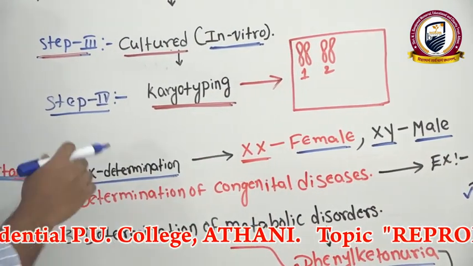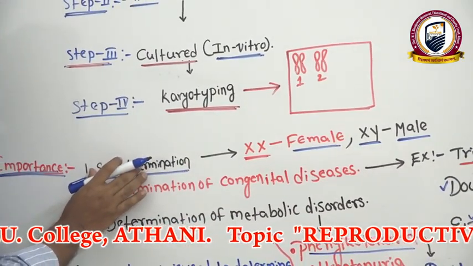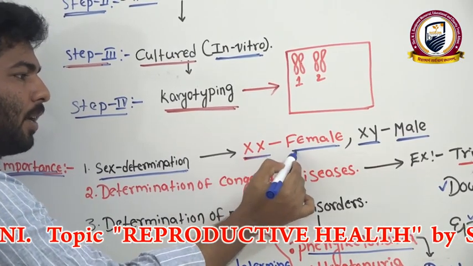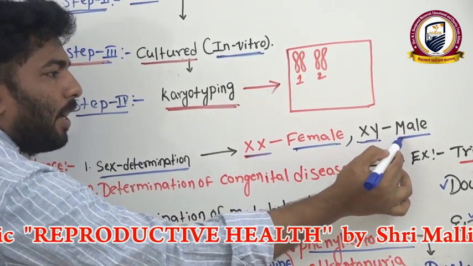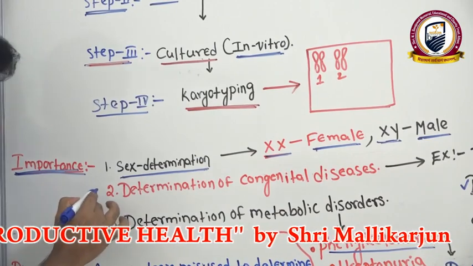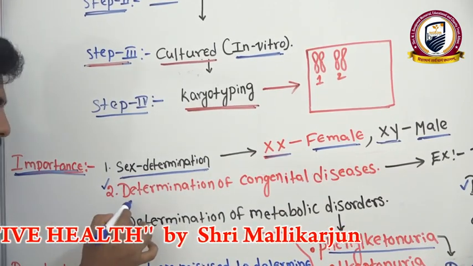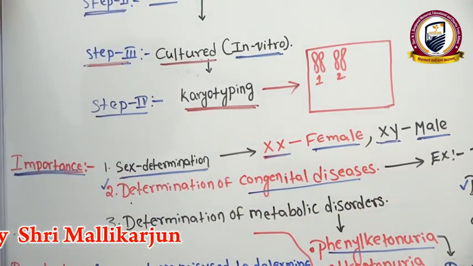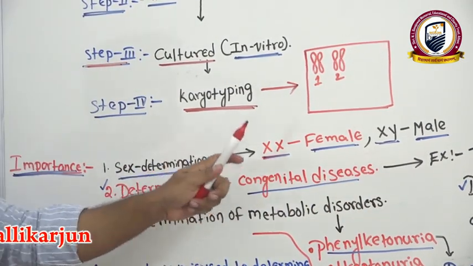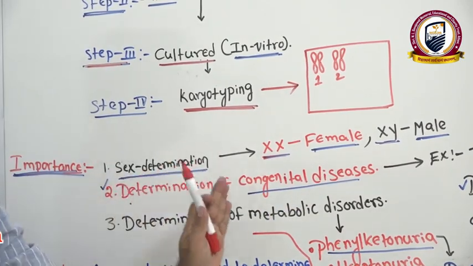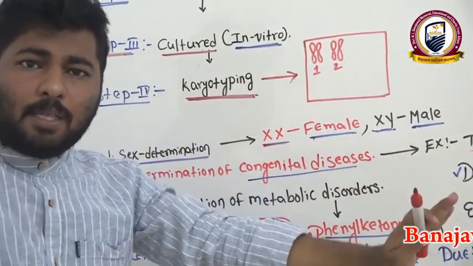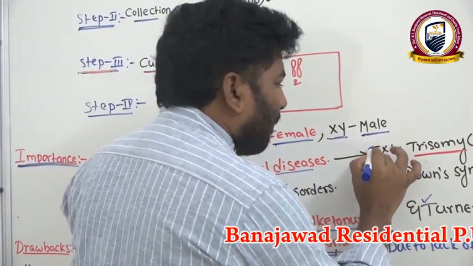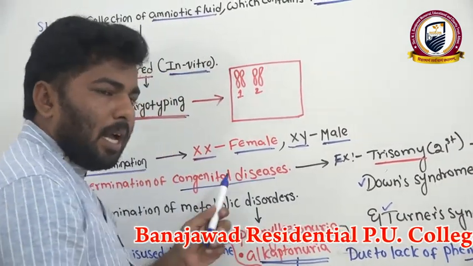With the help of this, we are identifying the sex of the baby by using chromosomal pattern. X and X, we call it a female. X and Y, we call it a male. Now, second one, we are determining the congenital diseases. Already I told you that congenital diseases means the diseases which pass from parents to babies through the inheritance process. I have given some examples of congenital diseases here.